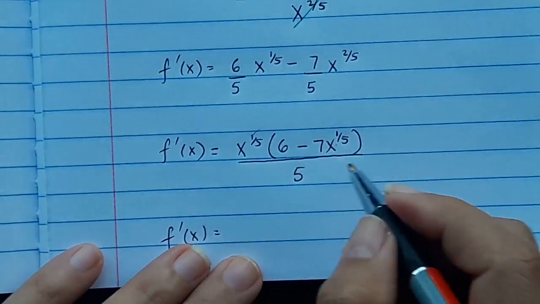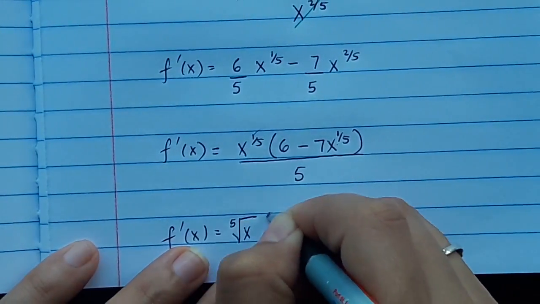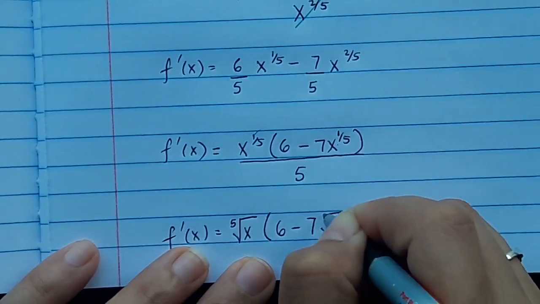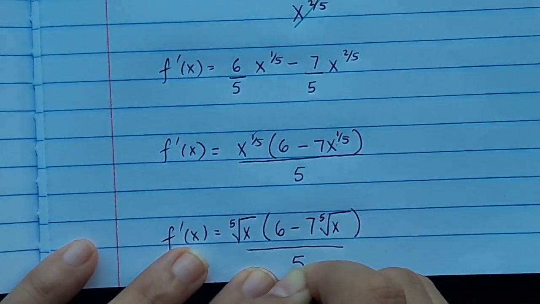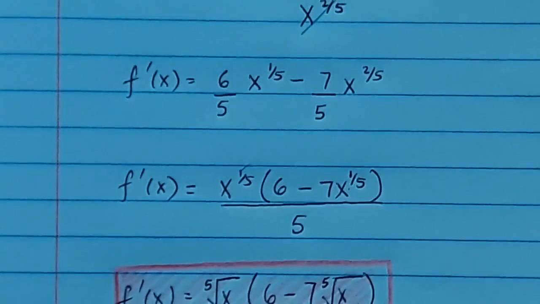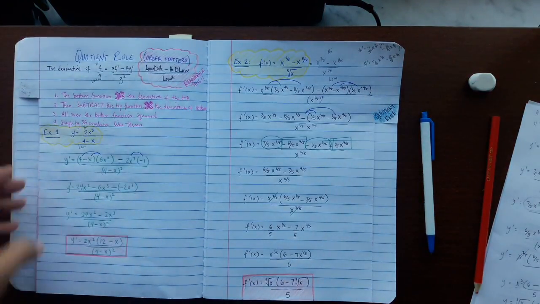Okay, so I'm just going to put the radicals back in, so it's going to be x to the 1/5 is 5th root of x, 6 minus 7 times the 5th root of x, all over 5. And that's it. So that's how you do the quotient rule.